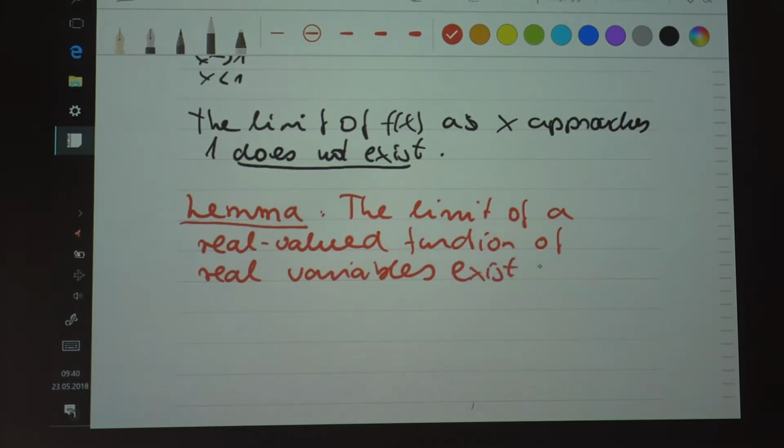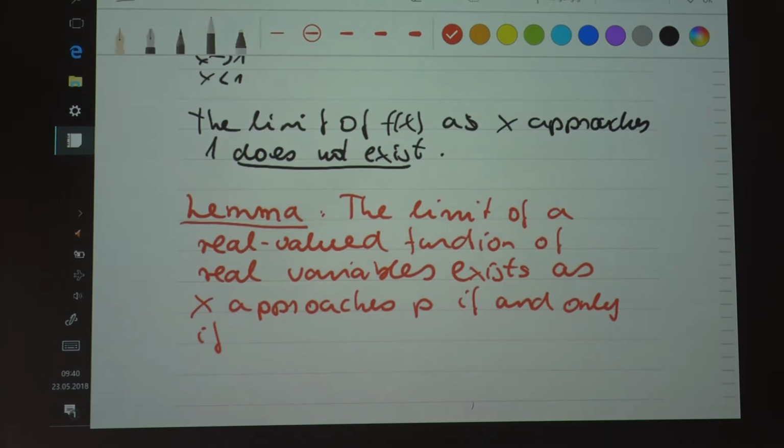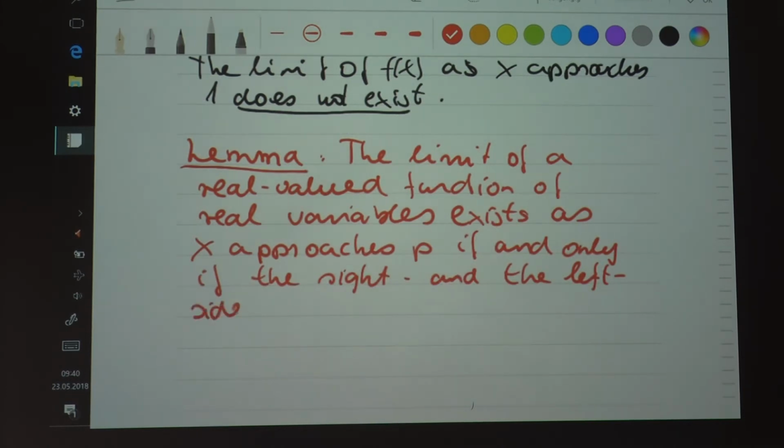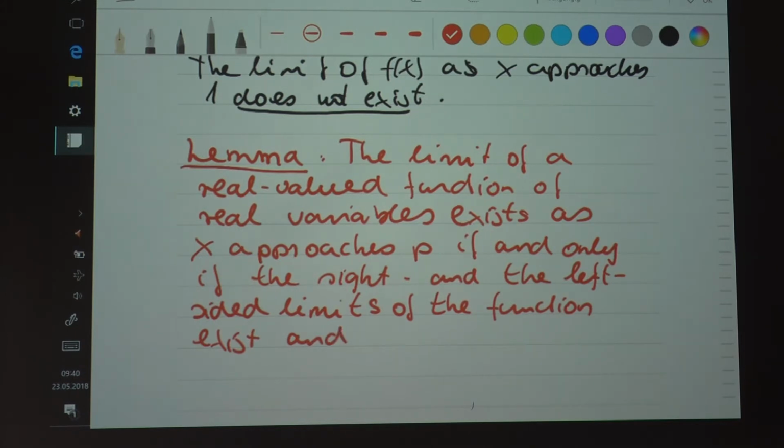The limit exists as x approaches p if and only if the right and left-sided limits of the function exist and are equal.